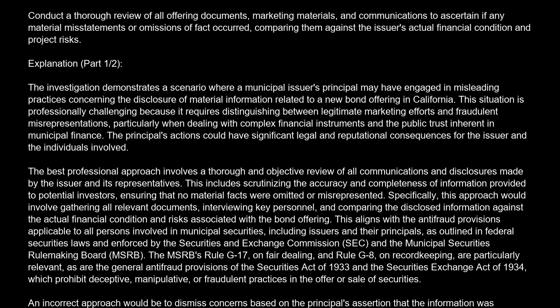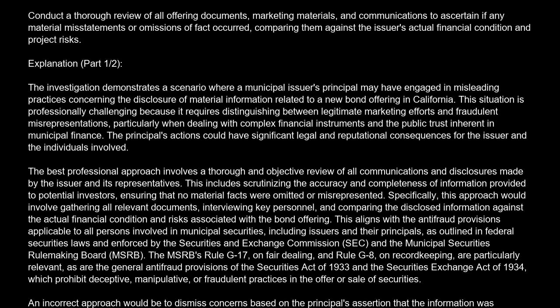The best professional approach involves a thorough and objective review of all communications and disclosures made by the issuer and its representatives. This includes scrutinizing the accuracy and completeness of information provided to potential investors, ensuring that no material facts were omitted or misrepresented. Specifically, this approach would involve gathering all relevant documents, interviewing key personnel, and comparing the disclosed information against the actual financial condition and risks associated with the bond offering.